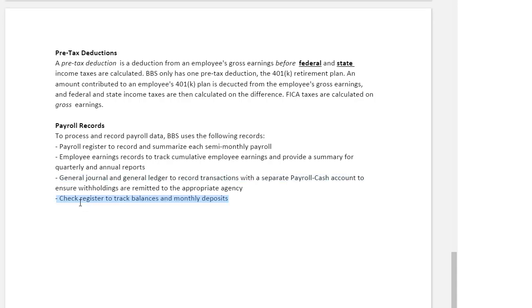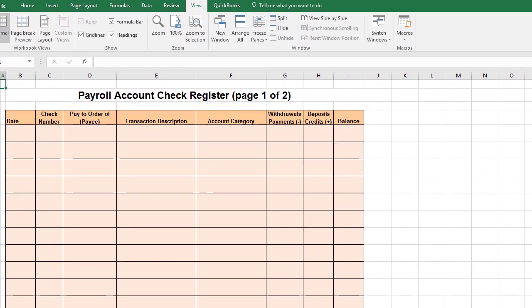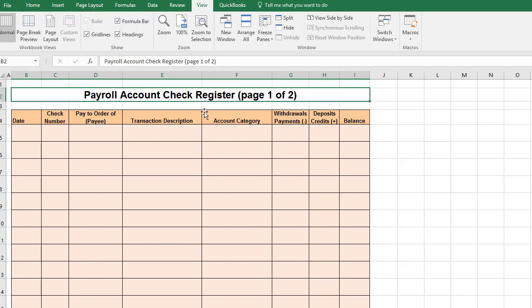And the company finally will use check registers to track balances and monthly deposits. Let's look at the check registers now. So here is the payroll account check register. In here, when we write a check, you'll fill in the date, the check number, who you're paying it to, a description of the transaction, and account category, and later on we'll have an example for you. And you will put either whether it was a withdrawal, a minus, or a deposit, a plus, and then you'll update the balance. So this is like a check register. In fact, it is a check register.